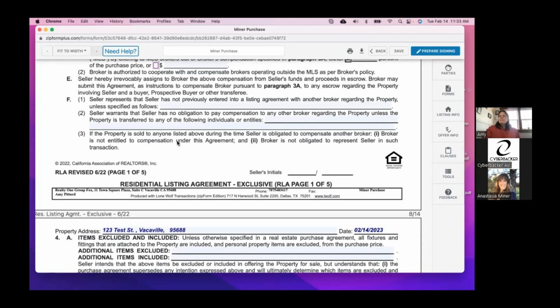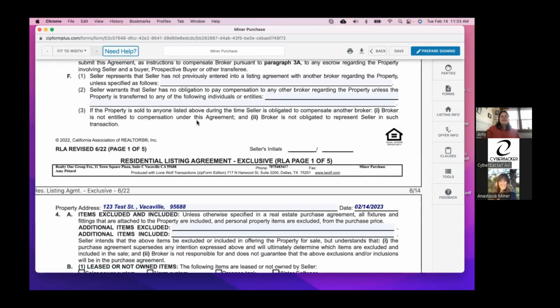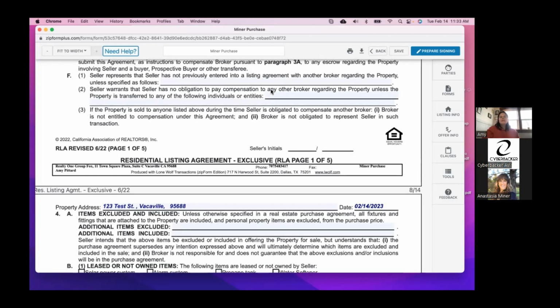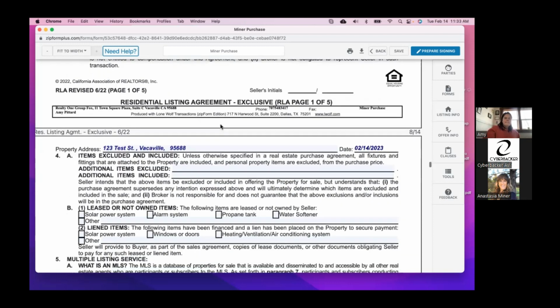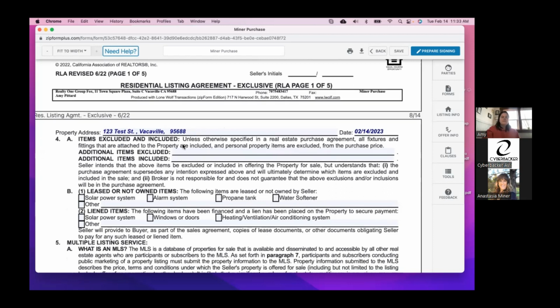So if there's somebody there, you could enter that in, or a list provided by another broker. That's why it's important to get people to sign in to your open houses. If the property is sold to anyone listed above during the time the seller is obligated to compensate another broker, broker is not entitled to compensation under this agreement, and the broker is not obligated to represent the seller in such transactions. So if there's somebody listed here due to another agreement, or a side agreement that they have with you, we're not obligated to represent them if any of those situations arise, because we're not going to be compensated. We don't work for free. Nobody works for free.